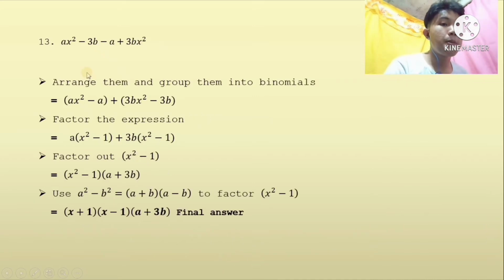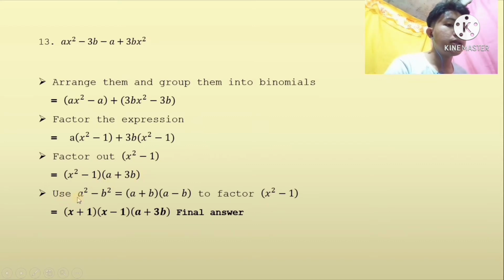Then number 13, let's factor ax squared minus 3b minus a plus 3b x squared. So first, arrange them and group them into binomials. So this will be ax squared minus a plus 3b x squared minus 3b. So factor the expression. The factor of ax squared minus a is a times x squared minus 1, and the factor of 3b x squared minus 3b will become 3b times x squared minus 1. So factor out x squared minus 1 from the expression. So this will be x squared minus 1 times a plus 3b.